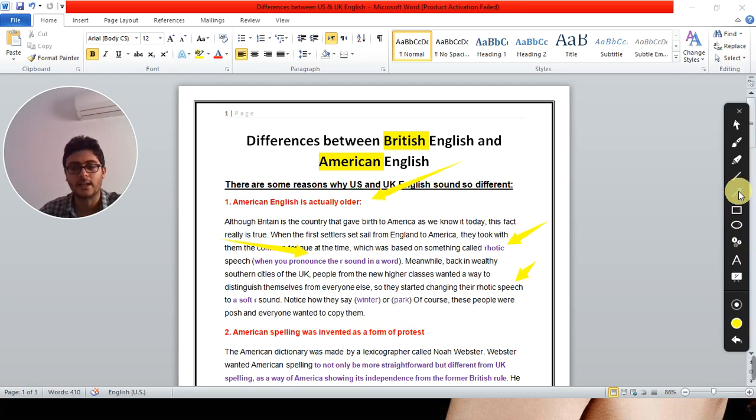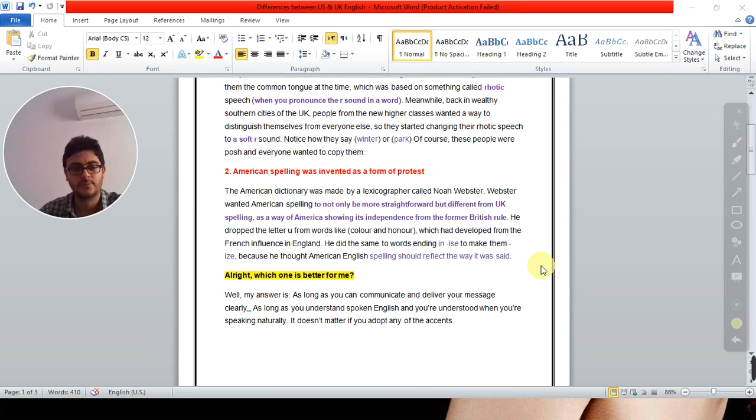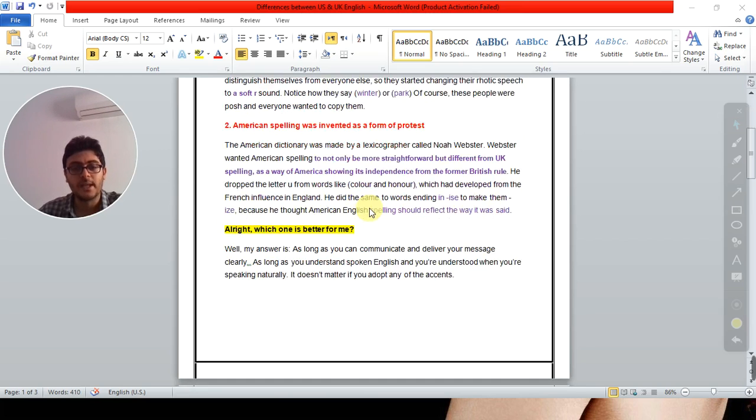Let's move on to the second reason: how American spelling was invented as a form of protest. The American dictionary was made by a lexicographer called Noah Webster, as we know him from the American English Dictionary. Webster wanted American spelling to be not only more straightforward but different from UK spelling, as a way of America showing its independence from the former British rule.